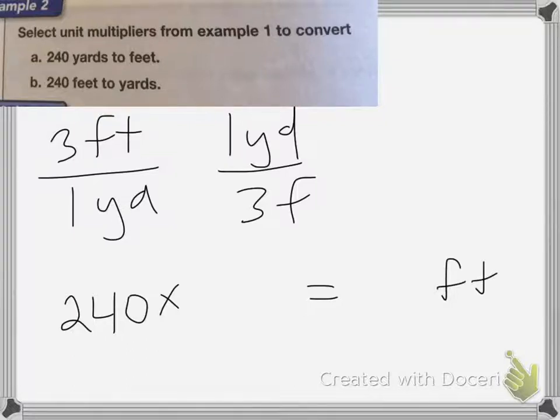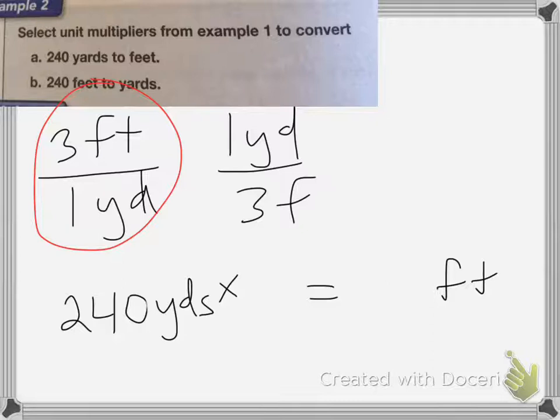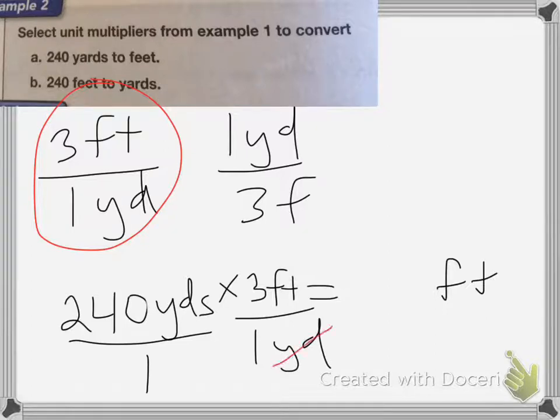Okay, so I need to make sure to choose one that I can cancel the yards. Sorry, I forgot to write that. So that means the yards will have to be on the bottom so I can cancel. So I'm going to use this first unit multiplier, 3 feet over 1 yard. The yards will cancel, so I end up with 240 times 3 feet, which is equal to 720 feet.